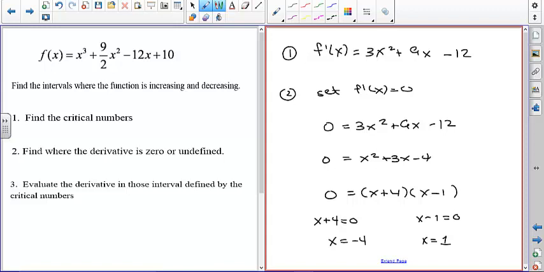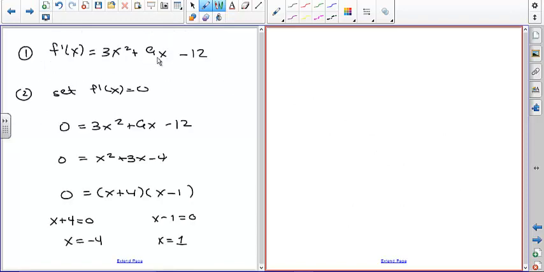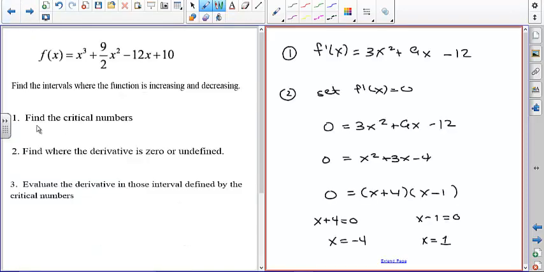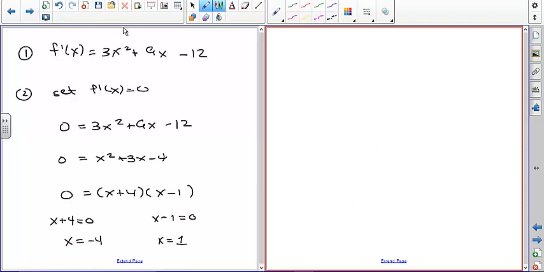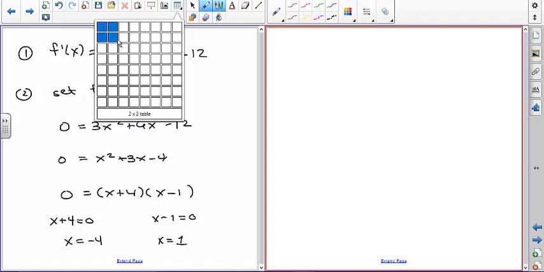There's nothing new there. What we're going to do now is create a table and define the intervals. So what it said here is evaluate the derivative in those intervals defined by the critical numbers. So what you do is you take the domain of the function, and I have to remember how many rows I need here. I think I need 4. I'll make 5 just to have an extra one. Okay, so here's our table.